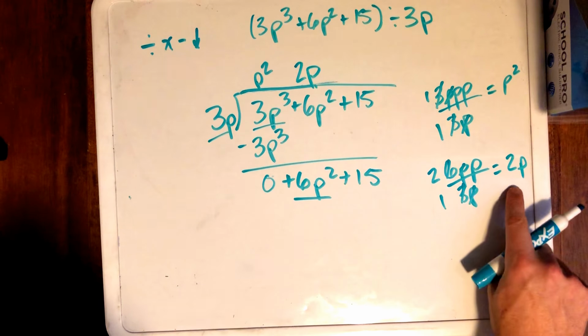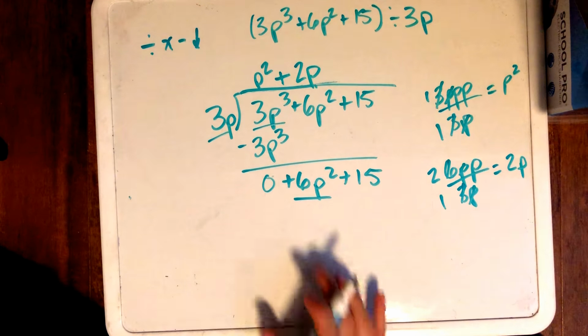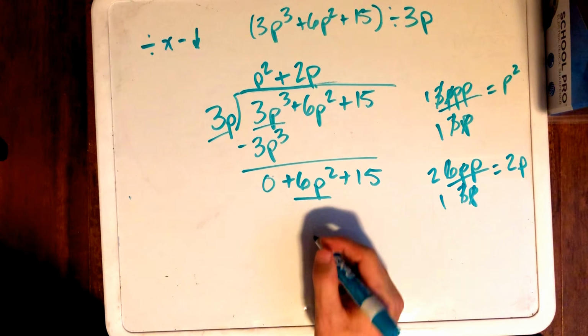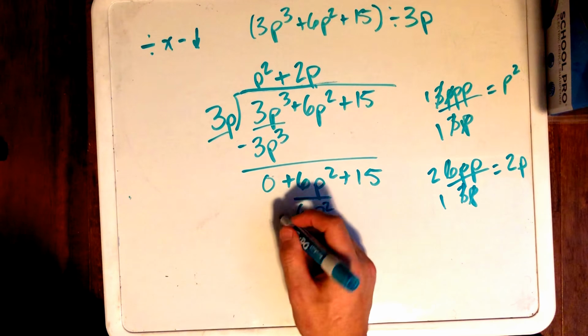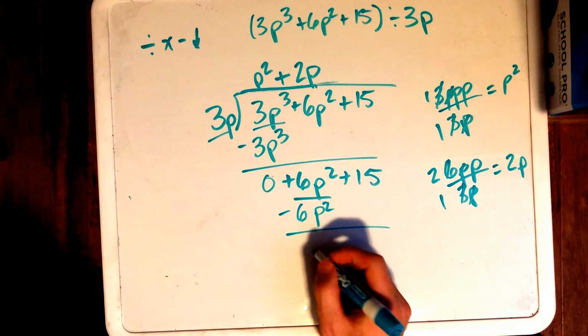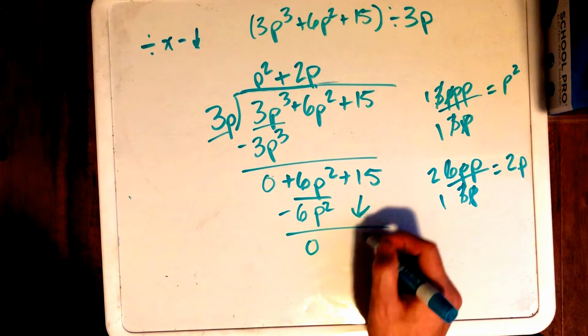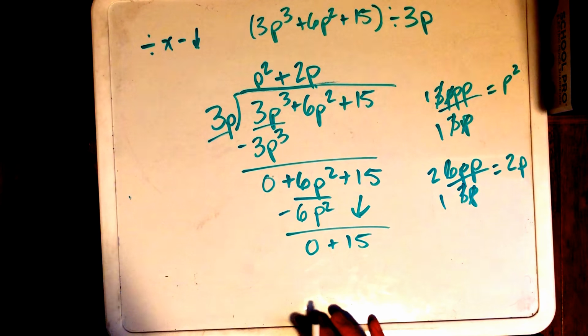And again, we don't want to forget that this is a positive 2p, so we want to put that positive there. Awesome. So now we multiply, we get 3p times 2p. 3 times 2 is 6, and then p times p is p squared. So now we're subtracting that. We have 6p squared minus 6p squared gives us 0. We drop down this 15, and we got 15 left over. Positive 15 if you want to put that, you don't have to.